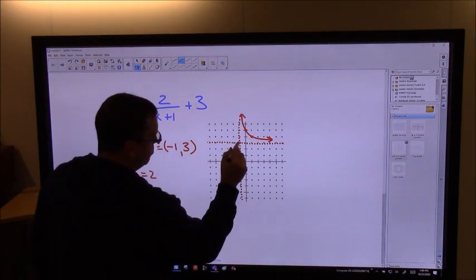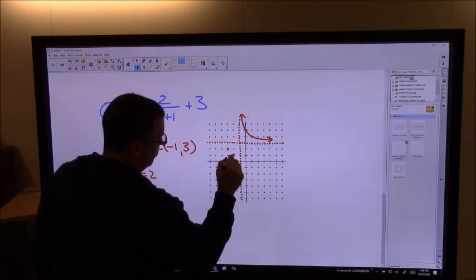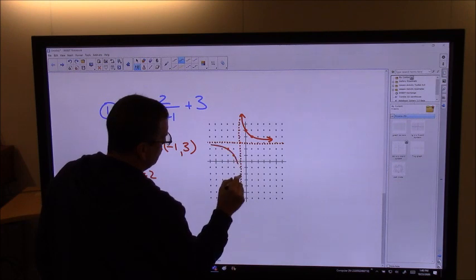And I'll do the same thing this way. 2 units, come in exactly 1. 2 units, go in 1. Got to hit those 2 points.